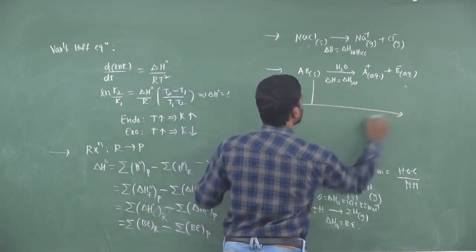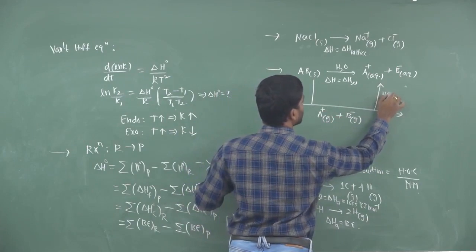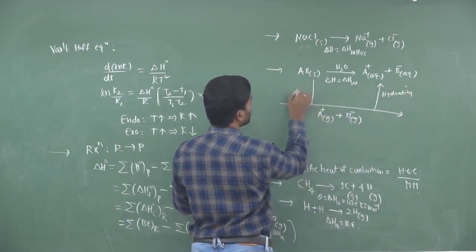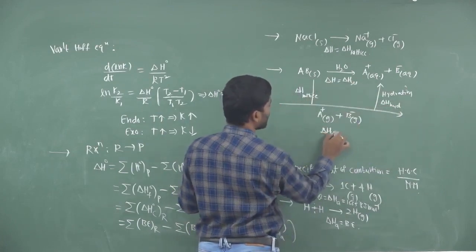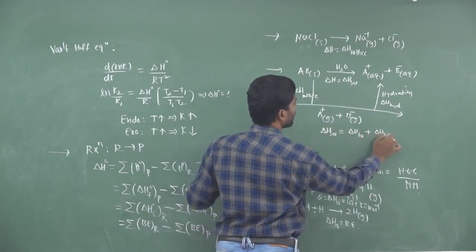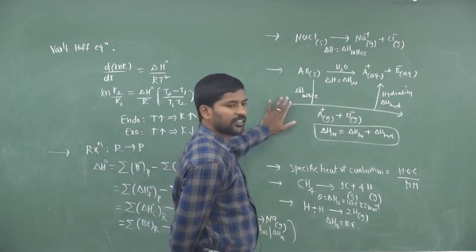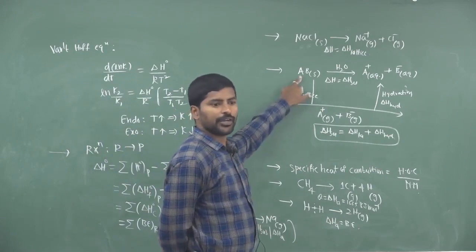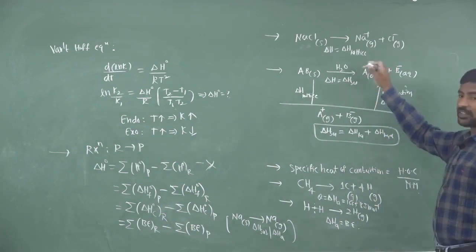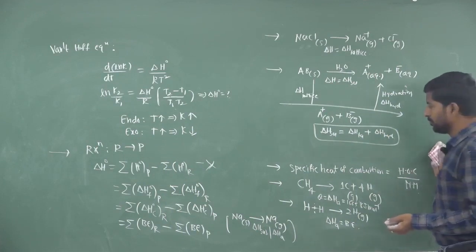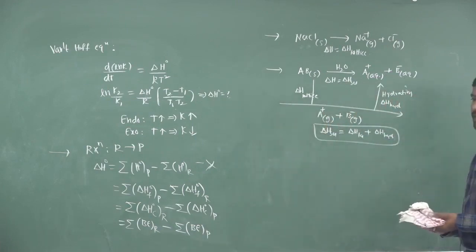We can calculate enthalpy of solution indirectly like this: we get A plus in the gaseous state plus B minus in the gaseous state, and further hydration or solvation. The change in enthalpy in the first step is lattice enthalpy, and in the second step it is hydration enthalpy. So enthalpy of solution is nothing but lattice enthalpy plus hydration enthalpy. If lattice enthalpy is very high, the solubility of such ionic solids is very low, and such solids may not dissolve in water. Lattice enthalpy we can determine by an indirect method, the Born-Haber cycle.